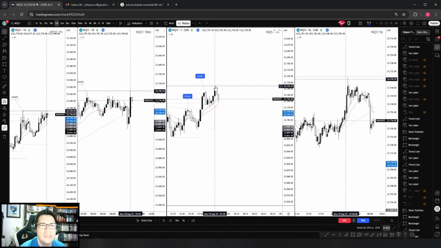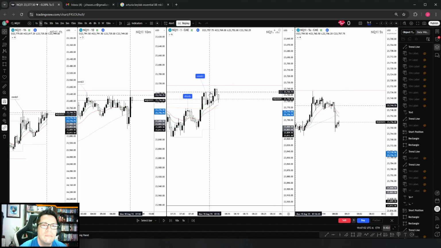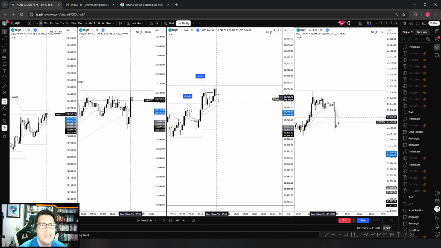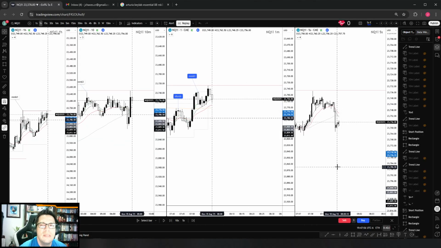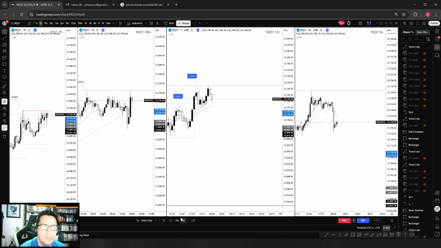And now we are seeing some flush here once again, probably part of this same MMB1. So let's see if that would give us some opportunity, some entry opportunity.